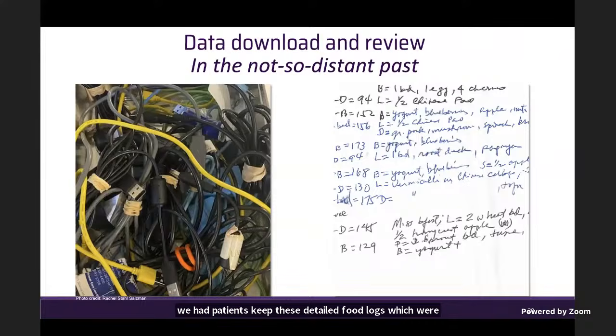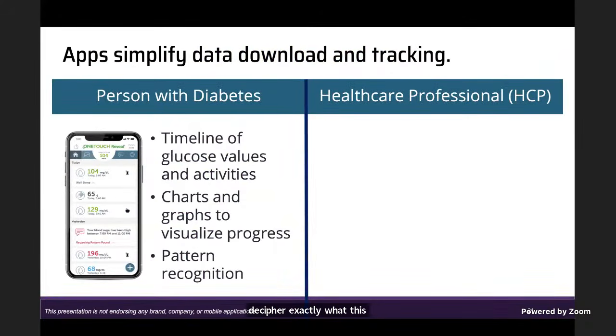But now with advancements in digital health tools, we can pull data from the glucose meter that can be put right onto a connected app. And this could really help to simplify that data download and tracking. So here in this example, you could see that for the person with diabetes, it offers some important insights. You can see there's color coding with the glucose value, so they can quickly identify readings that were in range and readings that were out of range.